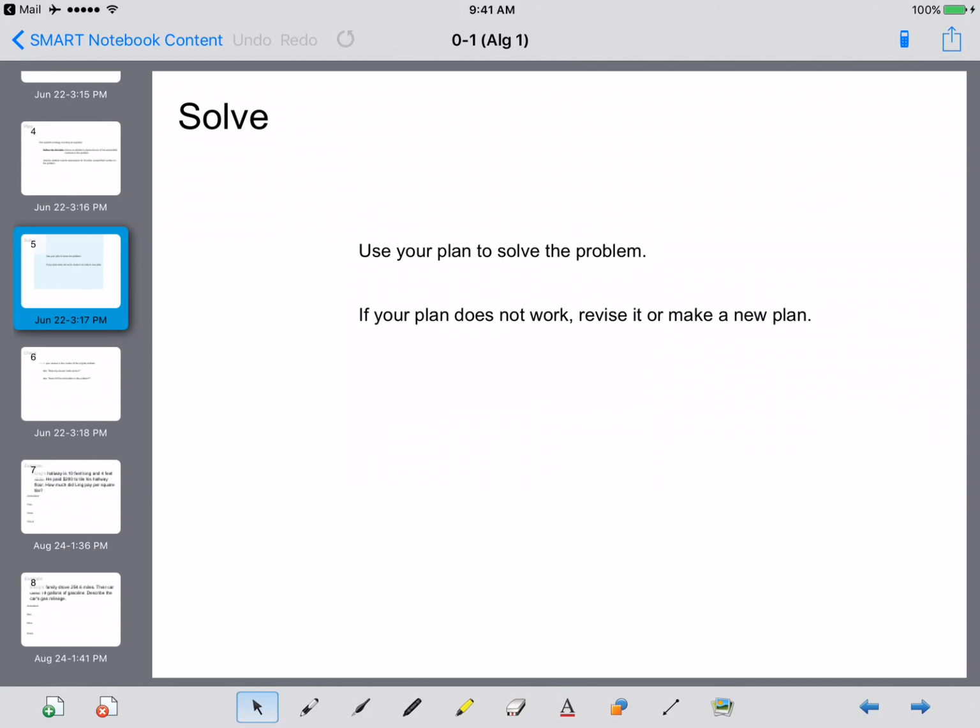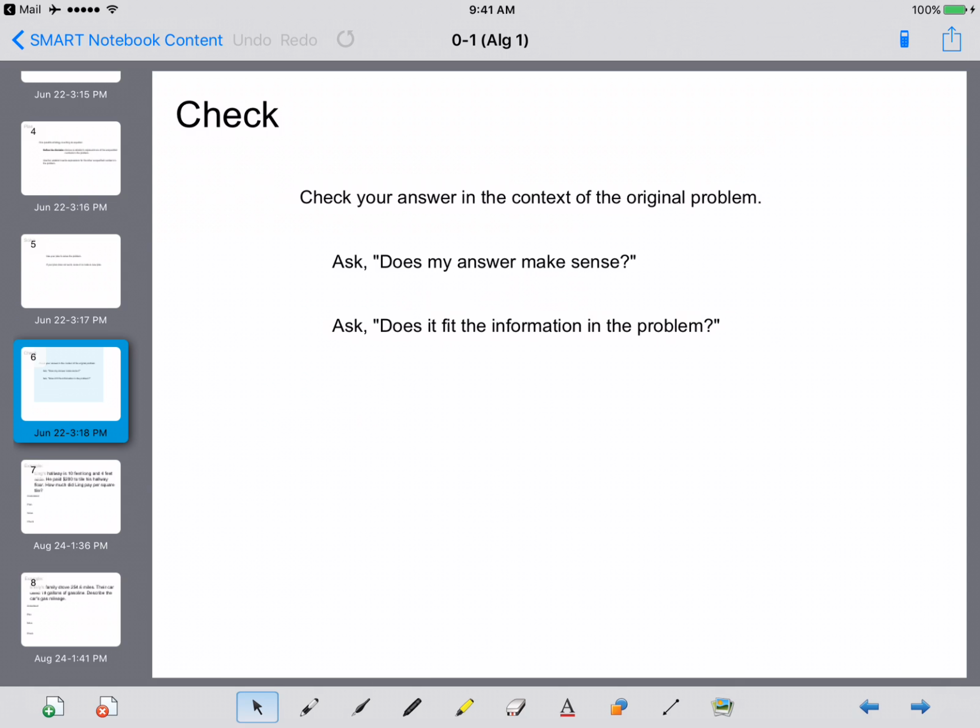Then you solve. You use the plan that you made to solve that problem that you have. And if your plan doesn't work, you need to revise it or make a new plan and start over. And then you check. So does your answer make sense in the context of the original problem? Does it fit the information in the problem?